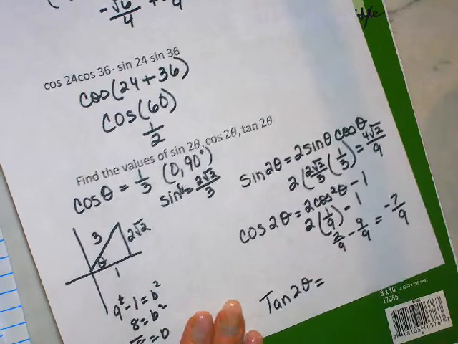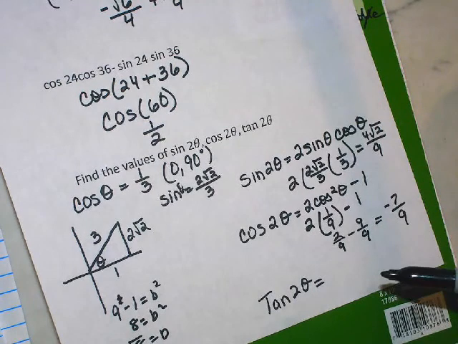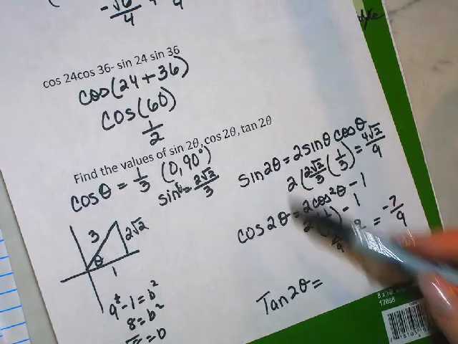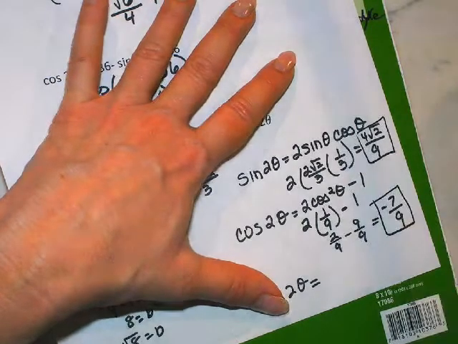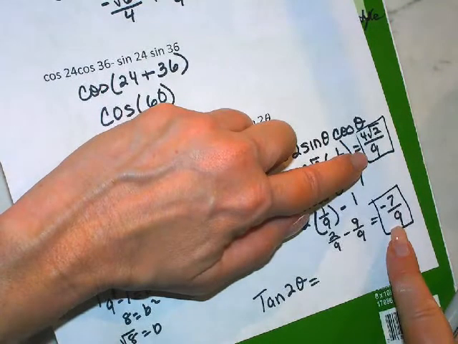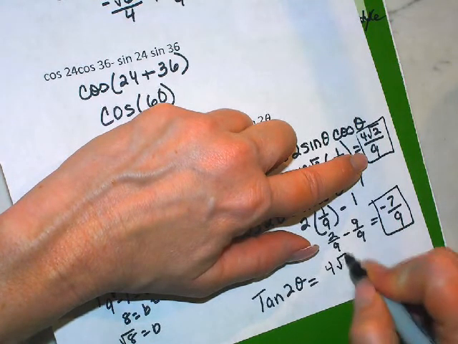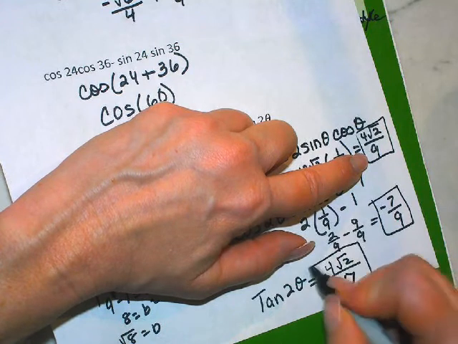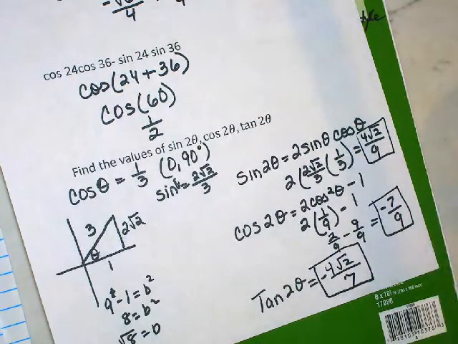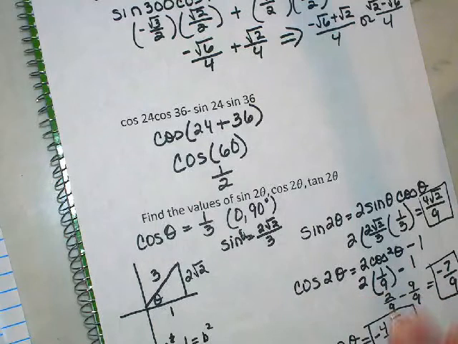And now remember tangent of 2 theta, all right? There is a formula. It's kind of a messy formula, but I know that tangent is always sine over cosine. So tangent of a double angle is the sine of the double angle over the cosine. So it's just this over this. Since they both have the same denominators, that's going to cancel out when I divide it. So it's just going to be 4 radical 2 over 7. And of course, it's a negative when you put that over that.